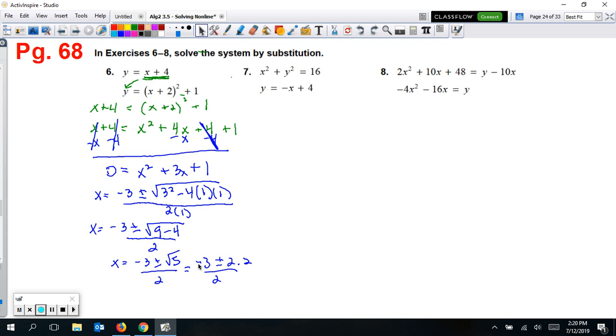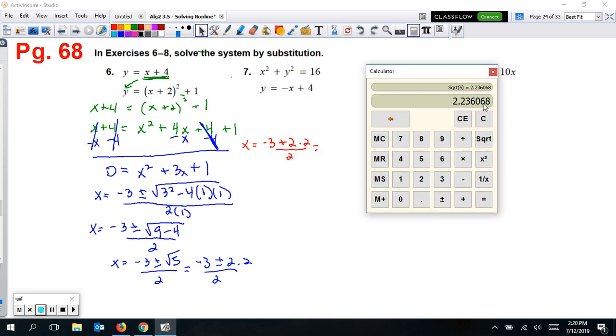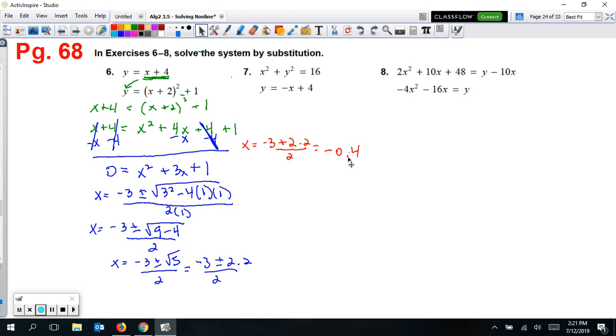So it's going to be negative 3 plus 2.2 over 2. So one of the x's is going to equal this, negative 3 plus the 2.2 over 2. So when we actually work that out on the calculator, I already have my 2.2 there. If I say, okay, minus 3 from that, it's a negative 3, and then divide it by 2, that gives me negative 0.38. We can round that to 1 decimal place, negative 0.4. So that's going to be negative 0.4.